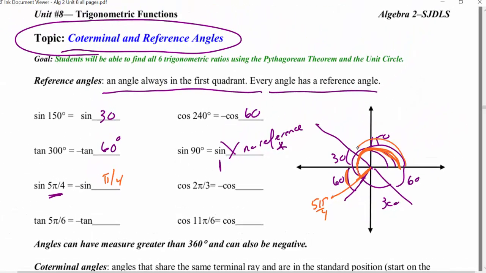2 pi over 3 is in this quadrant, so this is the same as pi over 3. Tangent of 5 pi over 6 is related to the tangent of pi over 6. Cosine of 11 pi over 6 is related to the cosine of pi over 6.